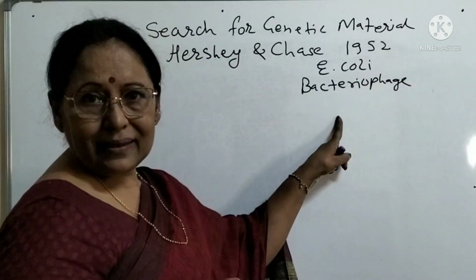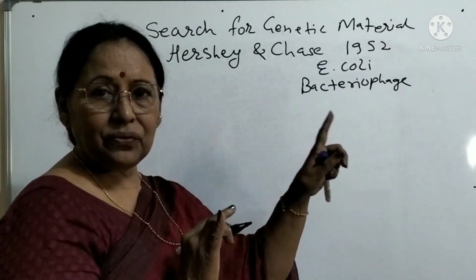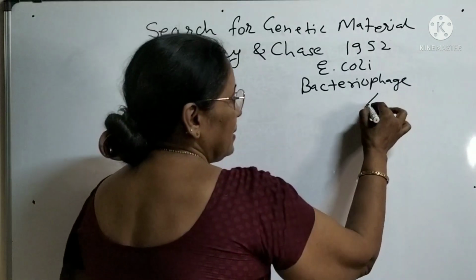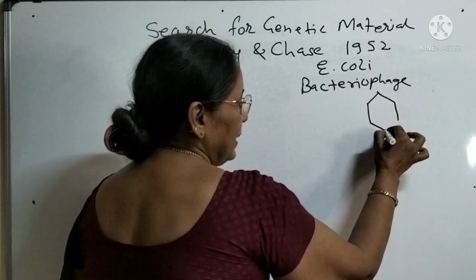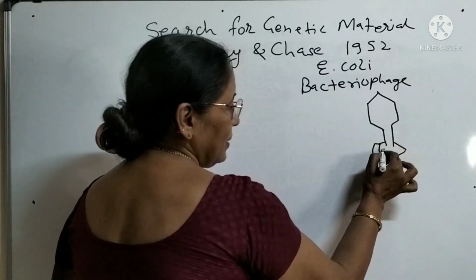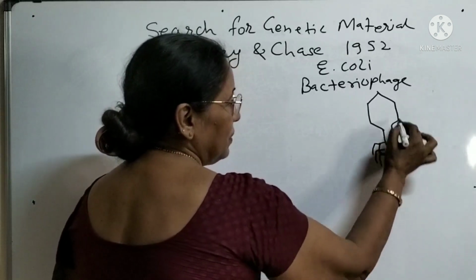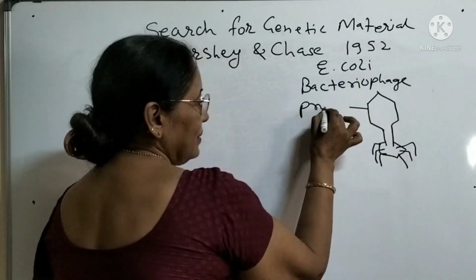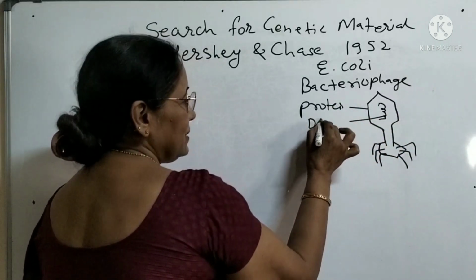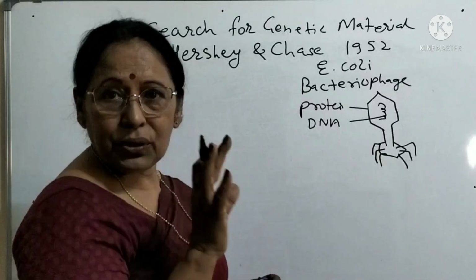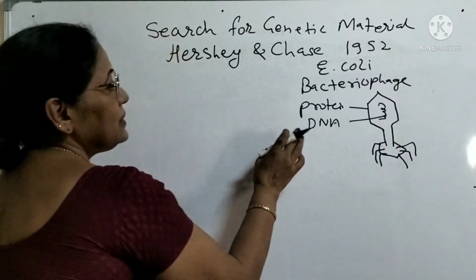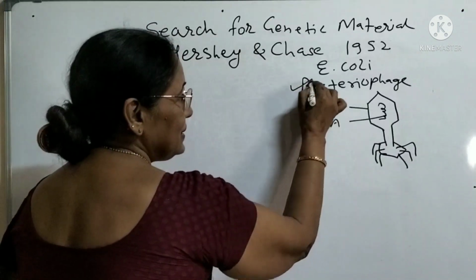This bacteriophage is a type of virus which infects bacteria. It has a simple structure. The body is made up of a protein coat, and inside it has the genetic material, which is the DNA. So it has both components, proteins as well as DNA. Hershey and Chase selected this bacteriophage.